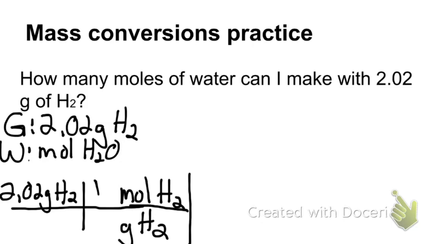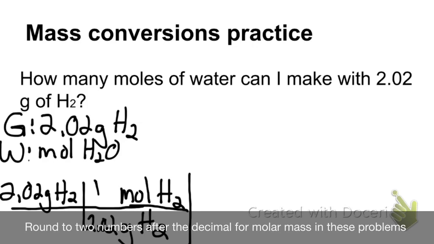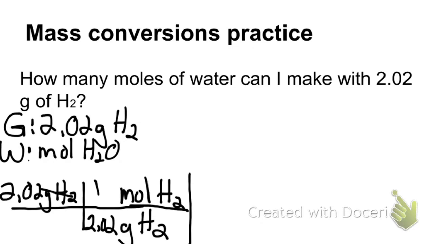And the molar mass of H2, we look at the periodic table and then we double it. So 1.008 times 2 is... We're going to round it to 2.02. Okay, 2 decimal places is okay for molar mass. 2.02. All right. So we've got grams of H2 and grams of H2.